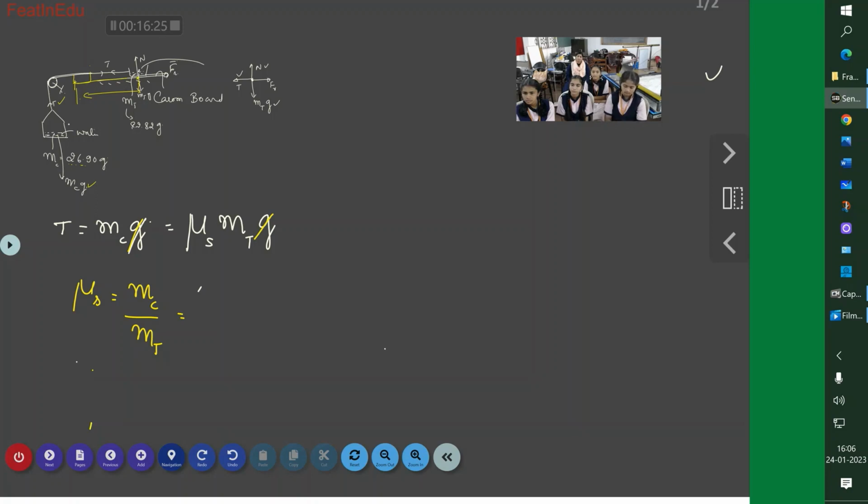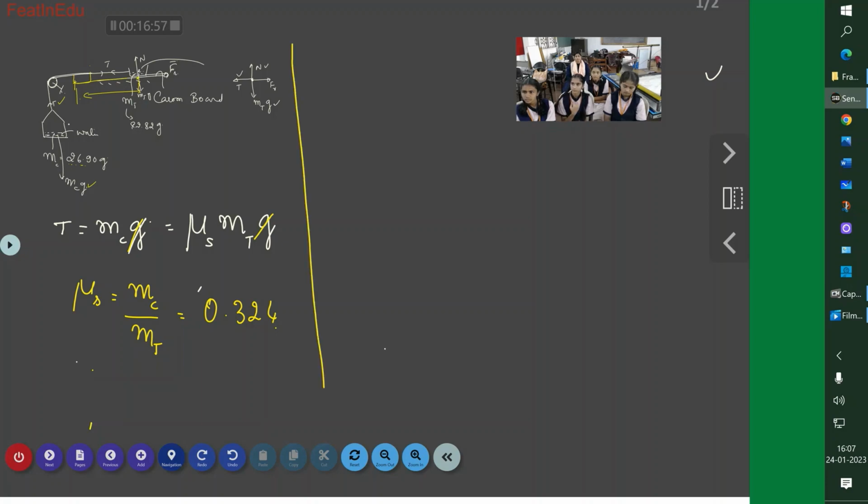So we'll just put in those values and we will get mu s. What are those values? MC is 26.90, divided by MT, 82.82. That gives us 0.32. This is the coefficient of static friction. Now we will go on to find the kinetic friction.